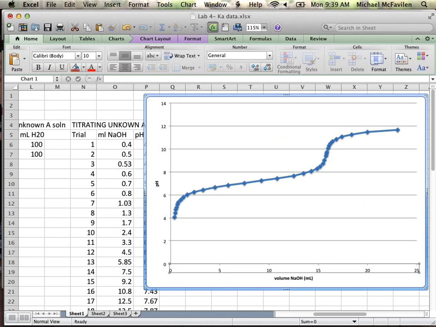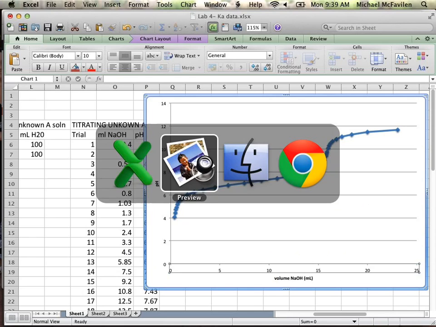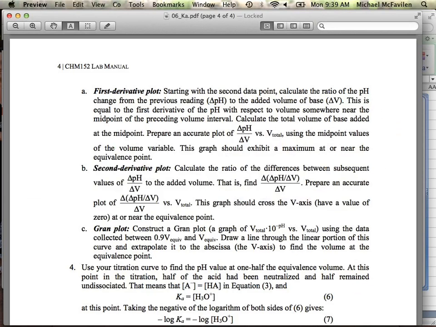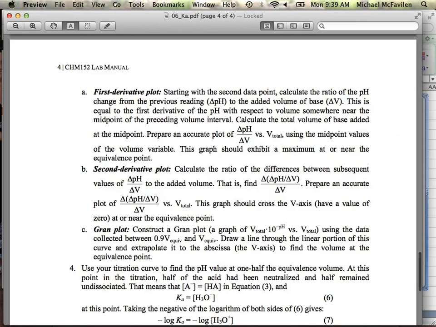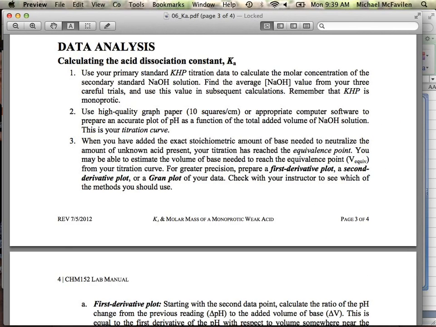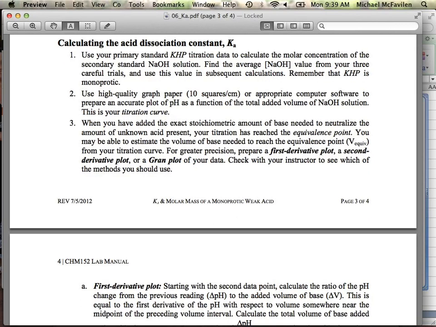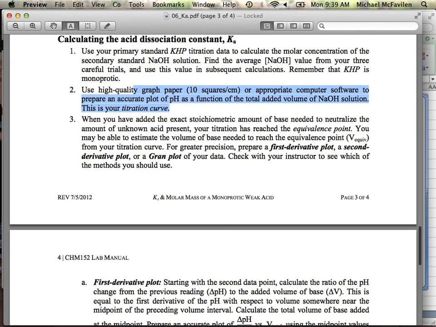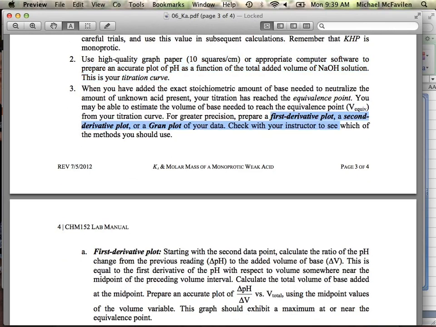Good question. So what we just went through was to determine those values. And you'll notice that if we look at the lab procedure, the data analysis has you calculate the molarity. I'm going to assume you guys know how to do that. If you have questions, you can ask. It then says use high quality graph paper. Excel is high quality graph paper, so you can ignore that. And then they start to talk about plotting a first derivative, second derivative, or Gran plot.